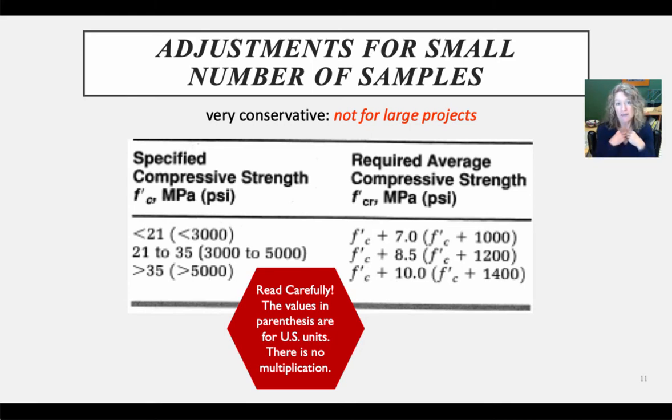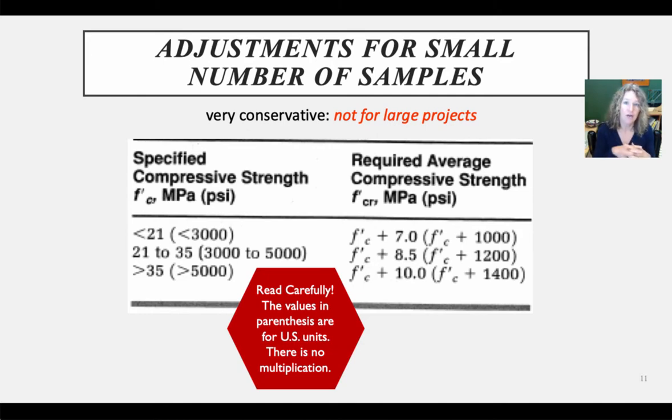So for our example, let's say we only had 5 samples, but we still wanted the 4,600 PSI minimum guaranteed strength. Well, we'd have to say, okay, the specified strength is between 3,000 and 5,000 because it's 4,600. So we come over here, 4,600 is our requested strength, and we have to add 1,200 PSI to that. So the required strength that we're going to design for is 5,800, the 4,600 plus 1,200 PSI. That's super conservative, right? That's way higher than what we were requesting.